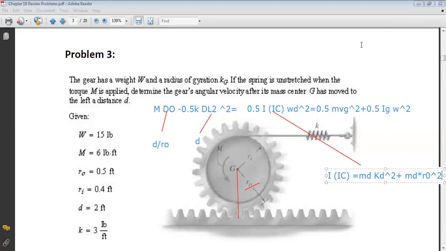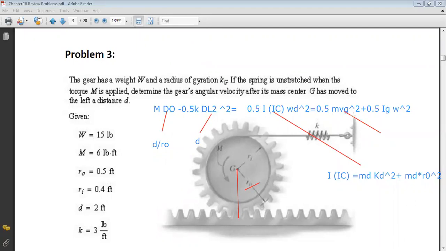But Professor, if we didn't choose the IC, if we used IG, is there a problem? If I used IG instead of IC? No, it's not a problem. But you will have to do half m Vg squared plus half Ig omega squared. So you should find Vg, and Vg is simply R0 omega. So you will go back to the same result, because look here.